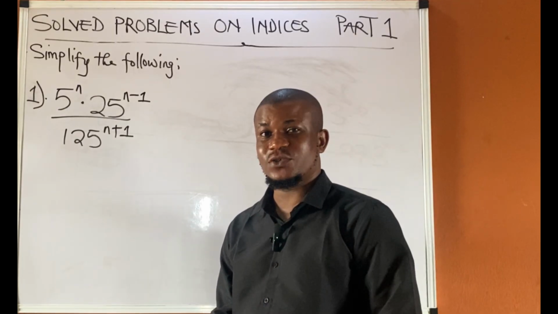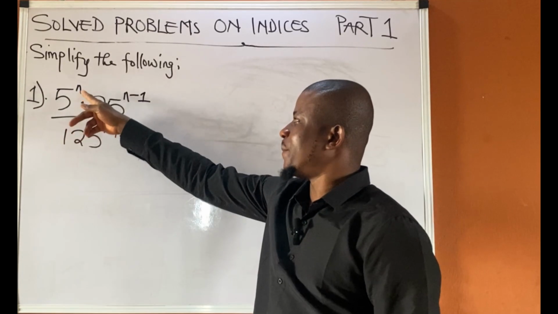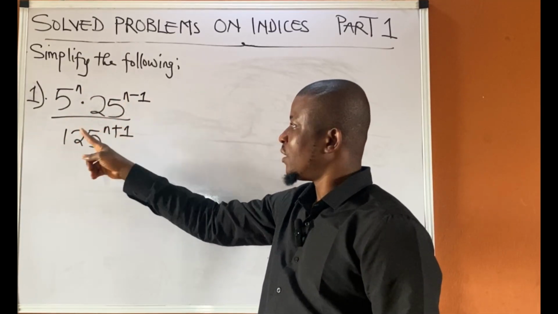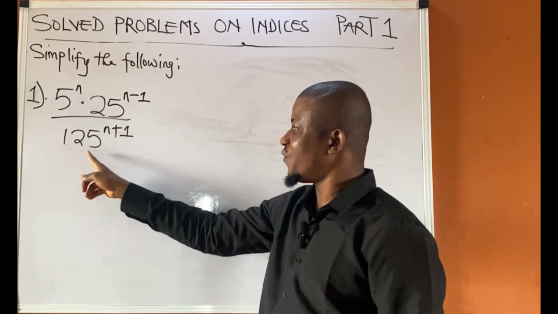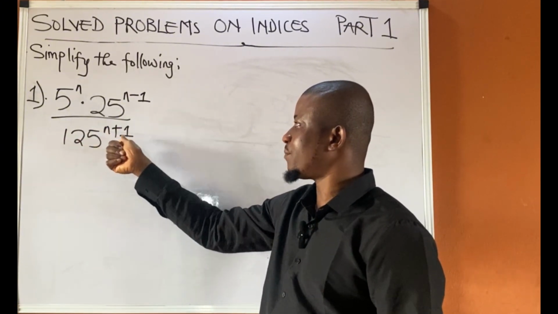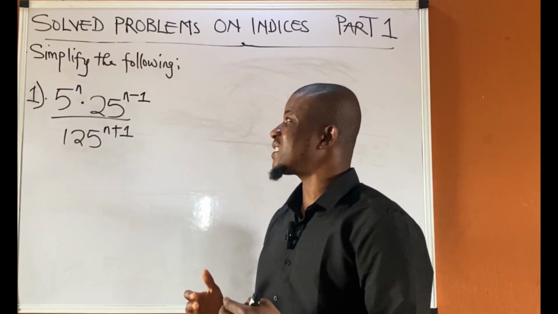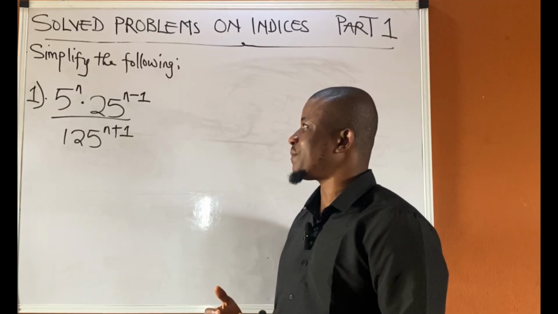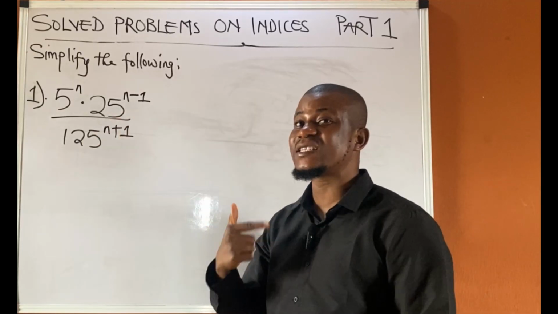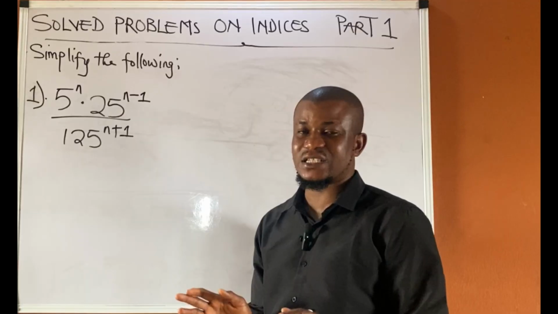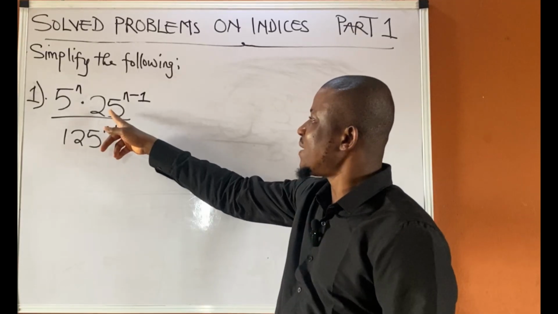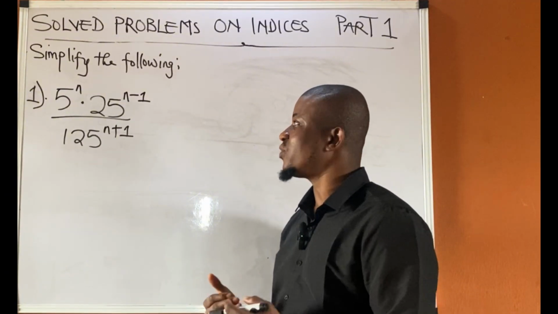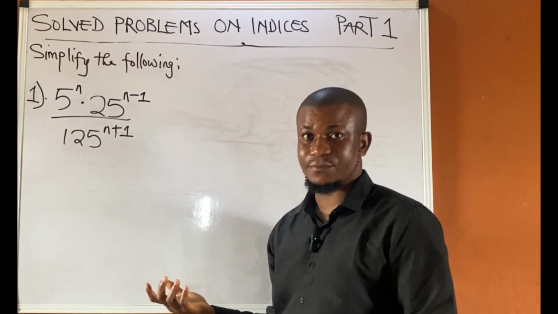The first problem we want to solve here is 5 to the power of n times 25 to the power of n minus 1, all divided by 125 to the power of n plus 1. Now, in simplifying indices, it is important we try as much as possible to simplify any term to its simplest index form. So the terms 25 and 125 should be broken down to their index form. That will help us solve this problem a lot easier.